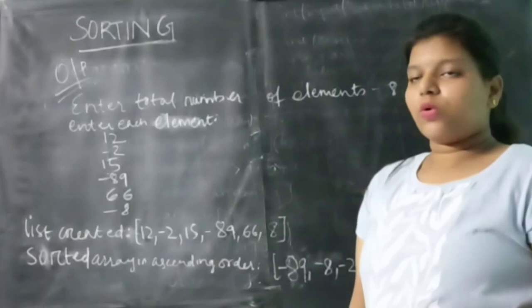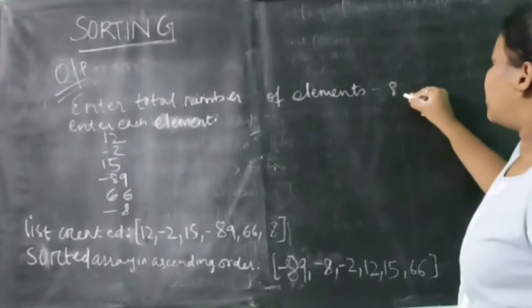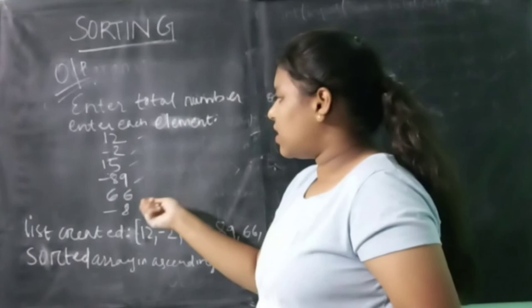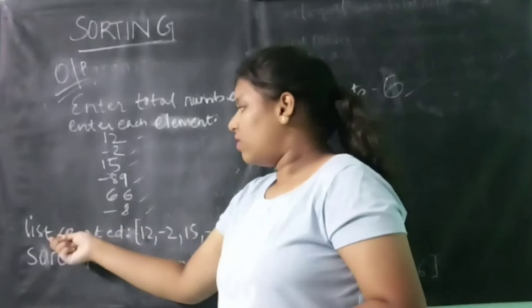Now this is the output for our program. Enter total number of elements. I have entered number 8. Sorry, it is 6. Okay, now I'm going to enter each element. I've entered 12, minus 2, 15, 8, minus 89, and 66. I've entered 6 elements. Now, as we have given list created to print the list created, the list created is printed here.